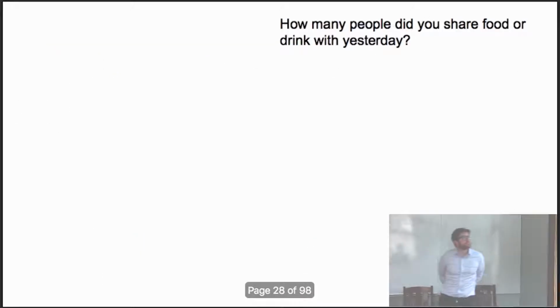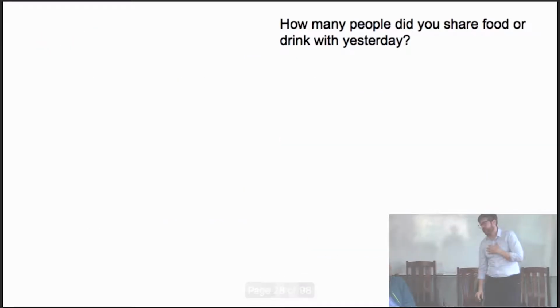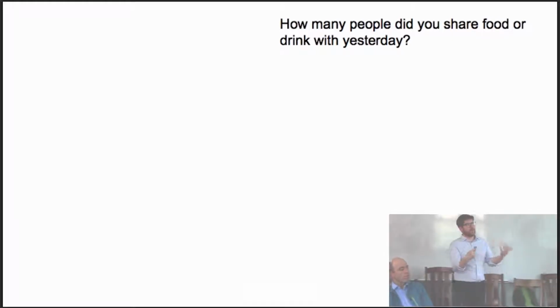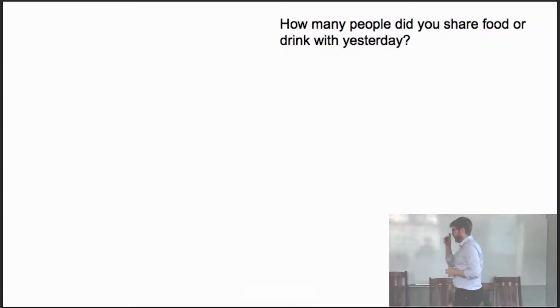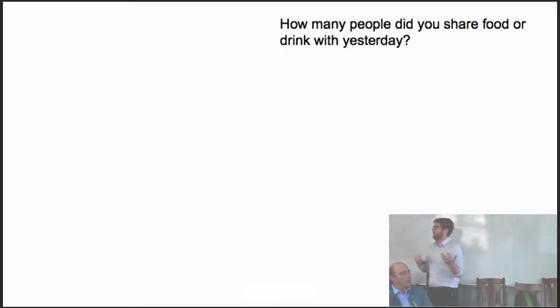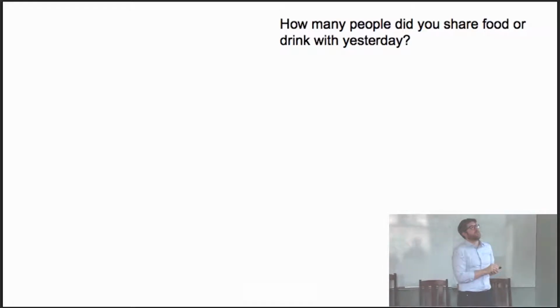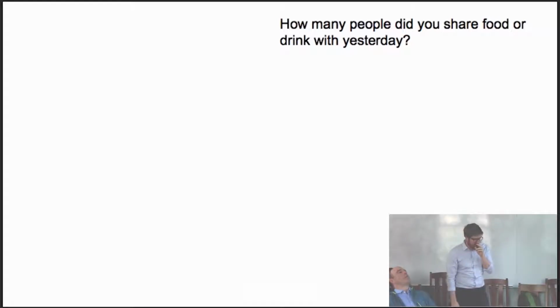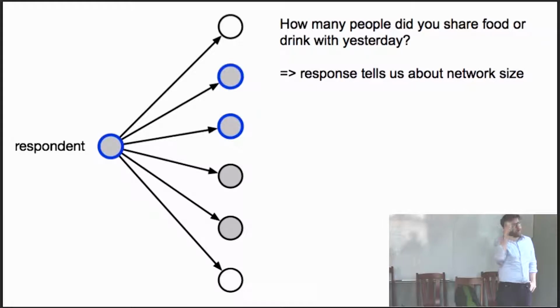Thank you. Okay, great. So I'm going to keep describing the study design, and I'm just going to use this meal network as a concrete example as we talk about this. But for the whole approach here, respondents were randomized into one of these two different networks. So everywhere you see meal, you could also think conversational contact. Okay, so we can ask the survey respondents a question like, how many people did you share food or drink with yesterday? And let's suppose that a particular respondent says 6.